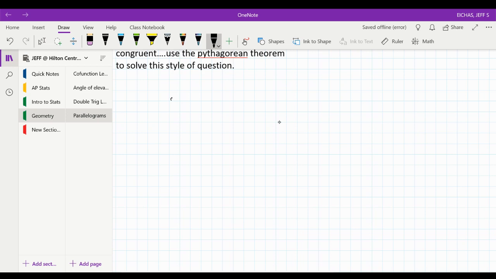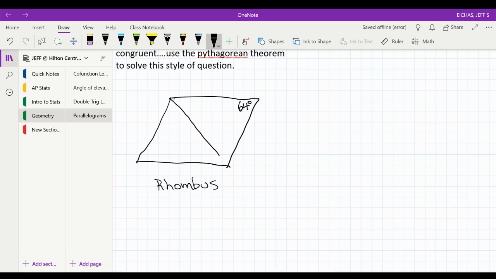There are two. Okay, so a parallel question. Let's say they tell us that this is a rhombus, and then they tell us that this is a 64-degree angle. Now, they want to know the measure of this angle right here. We'll call it angle 1. How do we approach it?